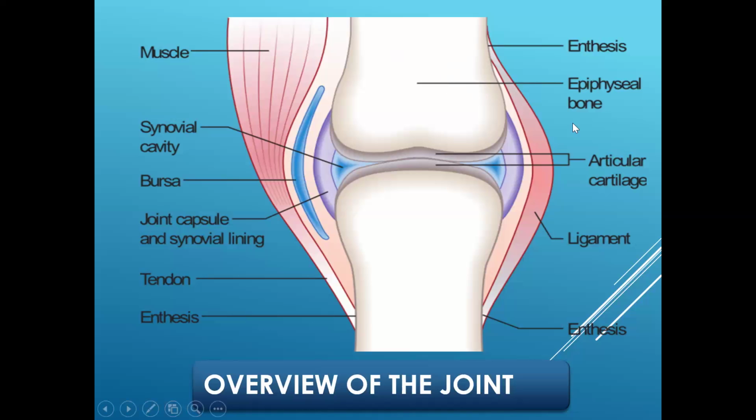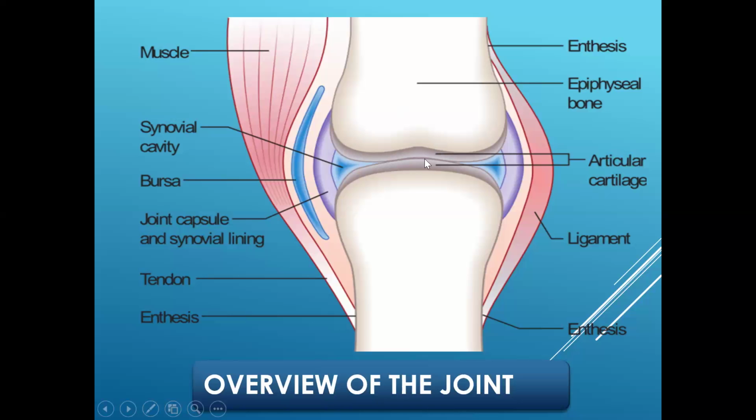So what is the function of the ligament? Joint stability. It contributes to the joint being stable. It supports movement by allowing for controlled movement of that joint. So these are the structures found in an ideal joint and in a healthy joint.